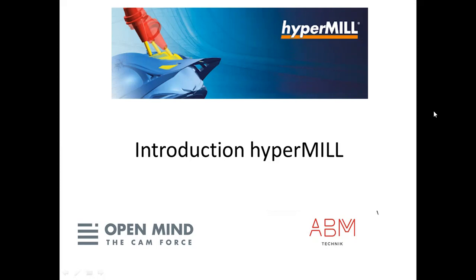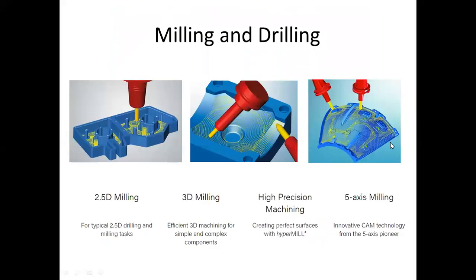HyperMill is software that's intended for CAD and CAM, meaning computer aided design and computer aided manufacturing. This is the software of the company OpenMind. Using HyperMill, we can create our three-dimensional models of our workpiece.